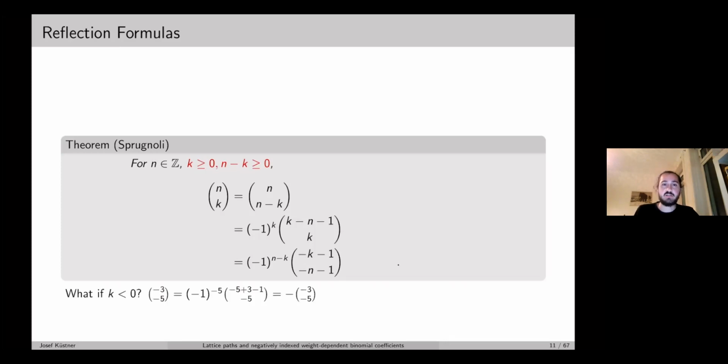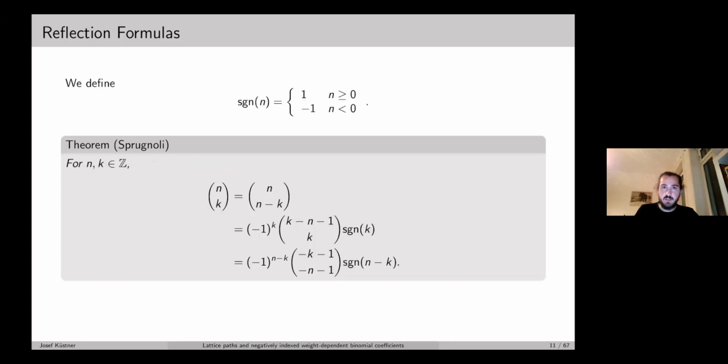So what if k is smaller than 0? Then we have a problem because we get -3 choose -5 is equal to -3 choose -5 if we take one of these formulas. So we fix that by introducing a sign. So the sign of n we define to be equal to 1 for n bigger or equal to 0, or -1 if n is smaller than 0. Then we have the theorem by Sprugnoli in full. So for n, k integers, we have these 3 reflection formulas that are always true now.